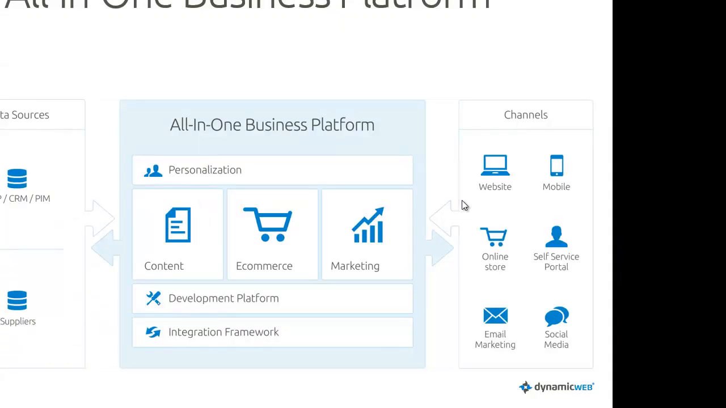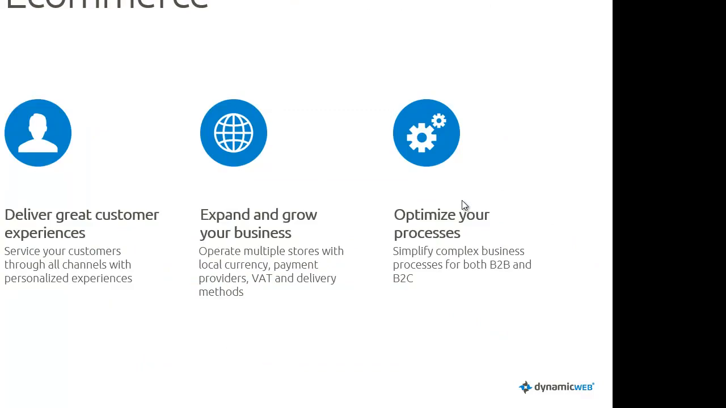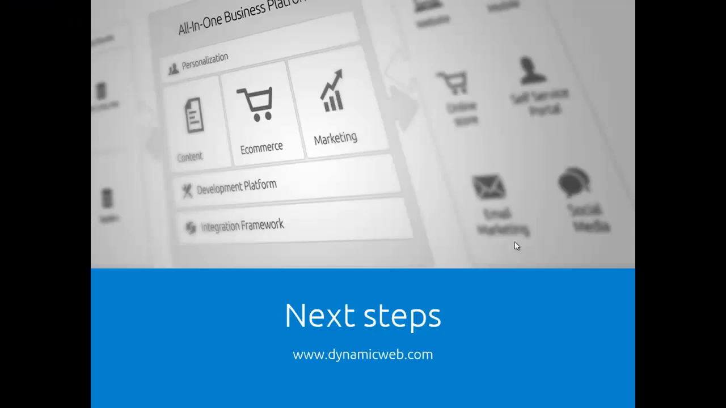Dynamicweb is an all-in-one business platform that contains content management, e-commerce and online marketing capabilities built on top of a development and integration platform. This presentation will focus on the e-commerce solution only and will give you an introduction to how we can deliver a great customer experience using our product catalog, how we can operate with multiple stores using different currencies and payment providers and so on, and how we can optimize the process using integration and customer center experience.